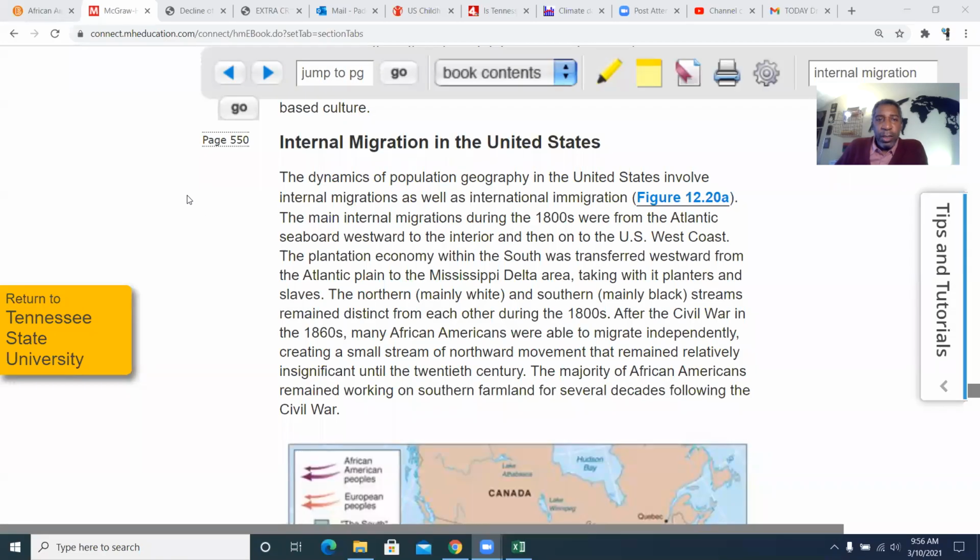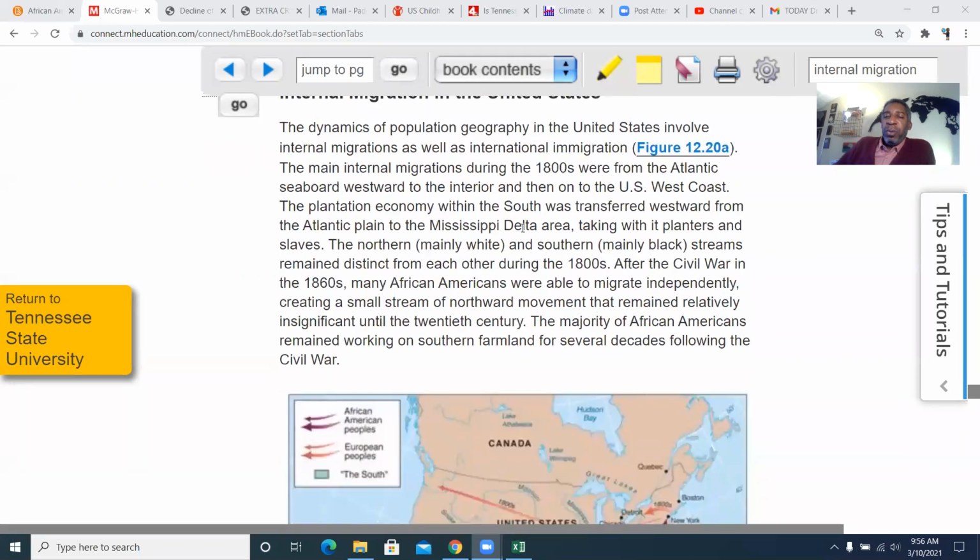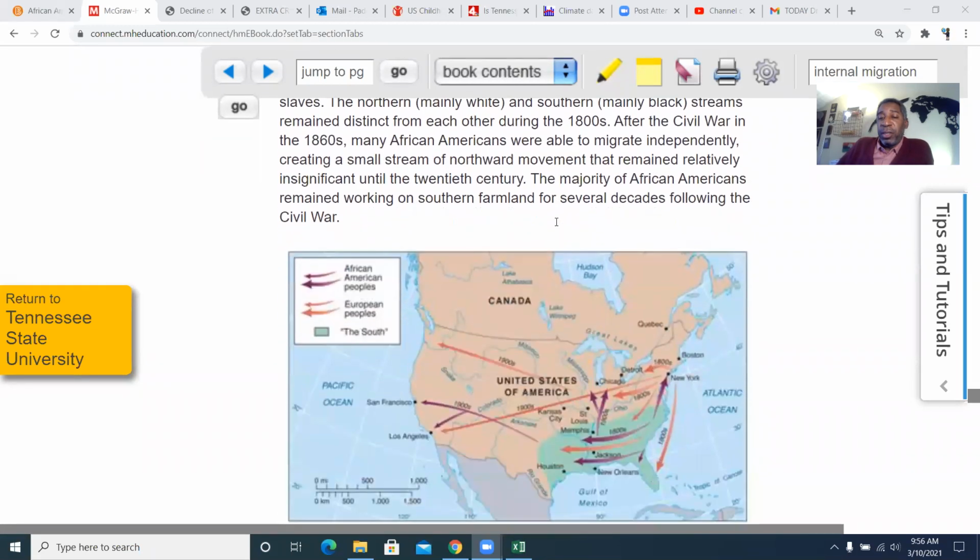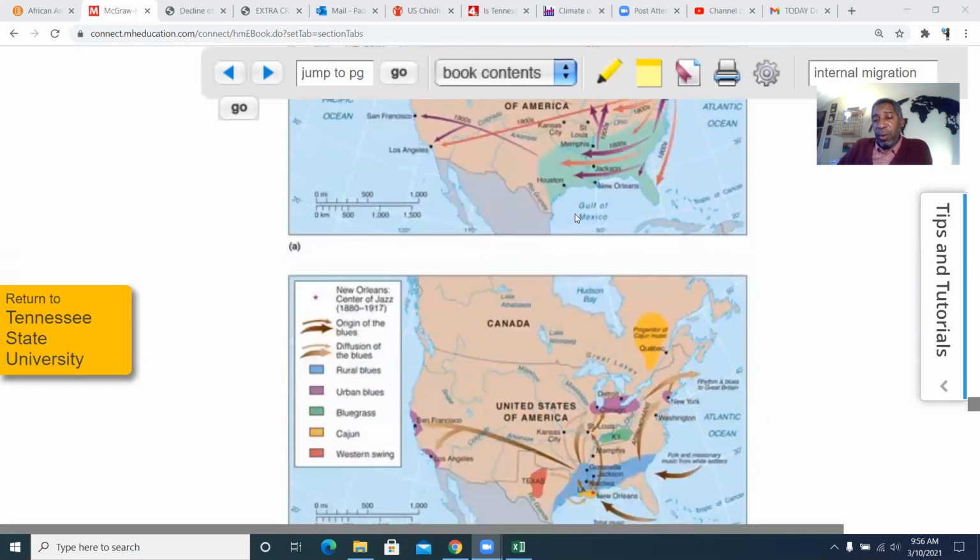Okay, and so we're back. I'm gonna share my screen again. And so in the textbook on page 550, there's several paragraphs committed to the migration of African Americans that we're talking about right now.